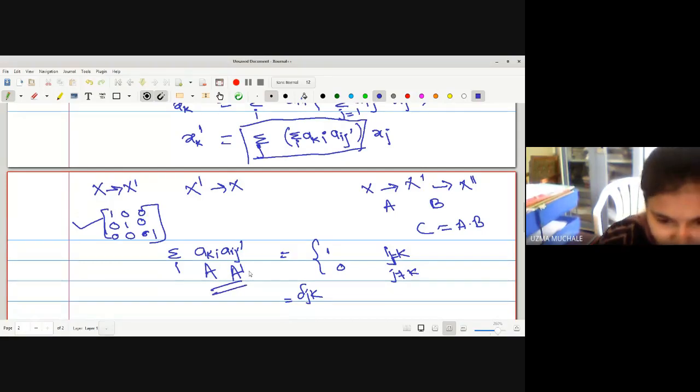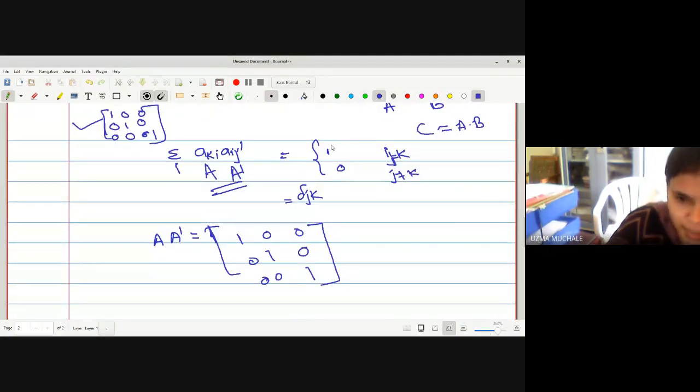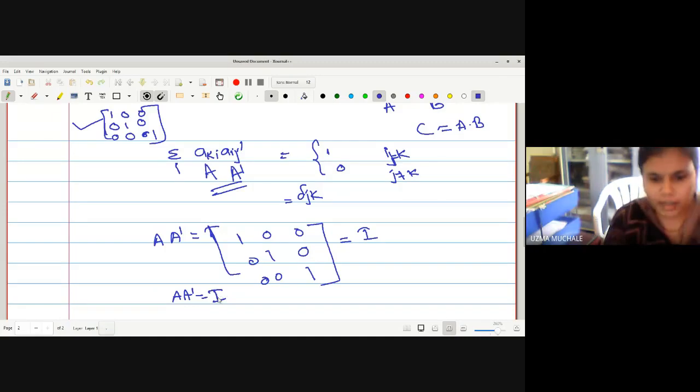So if it is A and A dash, we are getting the resultant as either 1 or 0: 1 when j equals k, otherwise 0. So this aki aij dash, I can write as A into A dash. This is the matrix we are getting, 1 0 0, 0 1 0, 0 0 1, which is nothing but the 3 cross 3 identity matrix, and hence we get A into A dash is equal to the identity matrix. Okay.